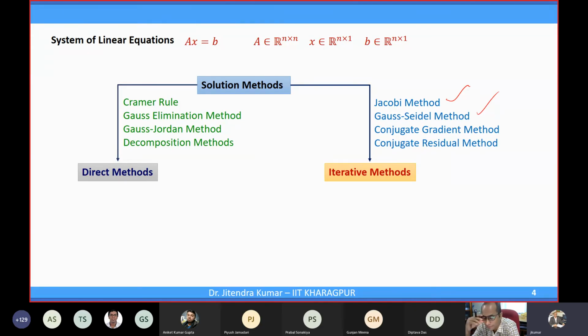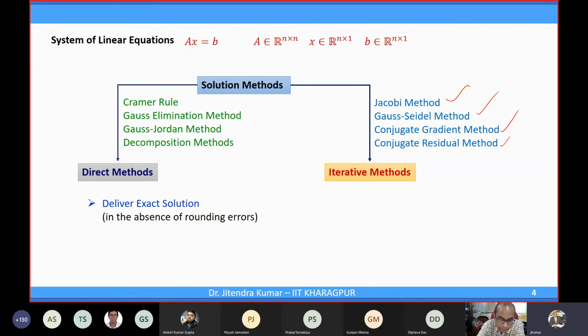You can definitely use them for systems. There are many other iterative methods also, like conjugate gradient, a little more advanced than the conjugate residual method, and so on. So there are many more methods which fall under this category of iterative methods. Here, these direct methods deliver exact solutions, whereas these iterative methods deliver approximate solutions.